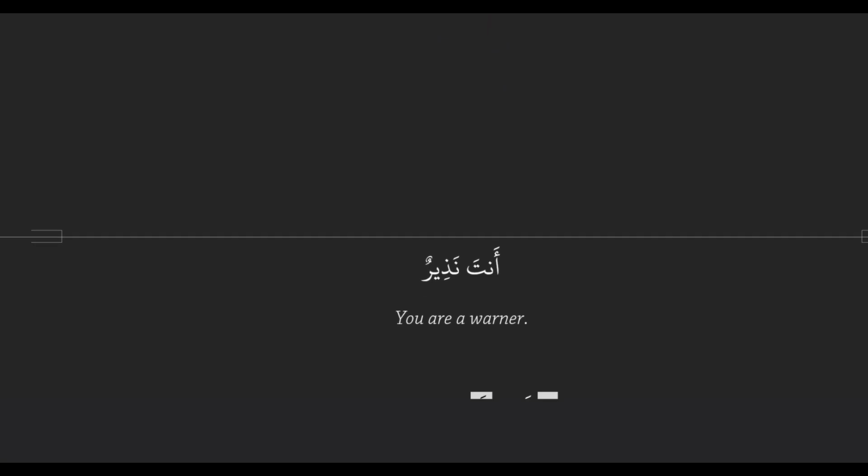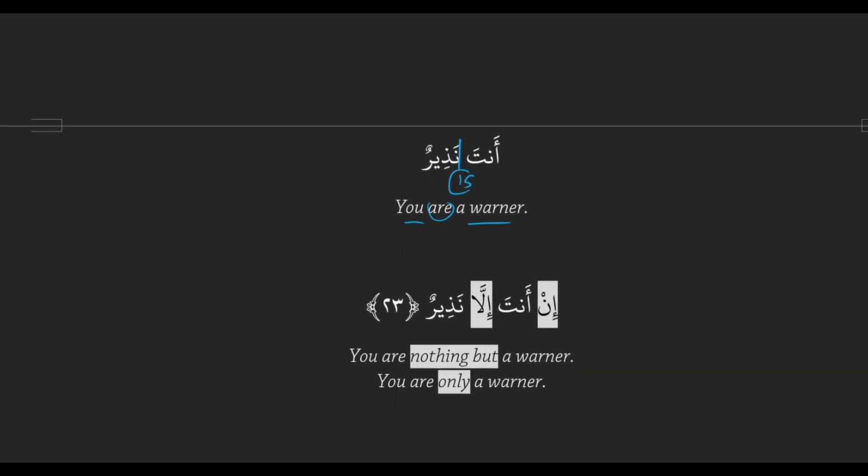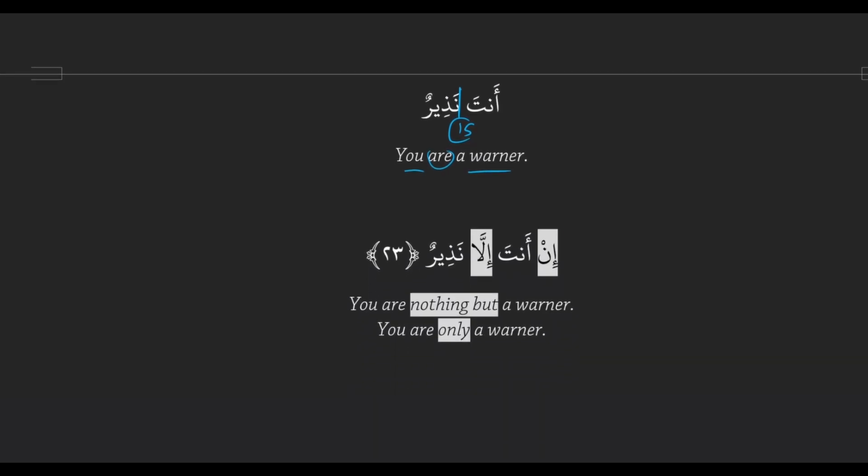So here in Arabic we have anta nadhir, which is what kind of sentence? It's an is sentence. We have the before is, after is. "You are a warner." And so how do we turn this into the "nothing but" structure? You add an in at the beginning. The in will always come at the very beginning. Then we have our before is, then we have the illa, and then our after is. So anta nadhir becomes in anta illa nadhir, and then the translation goes from "you are a warner" to "you are nothing but a warner," or "you are only a warner." Is that clear?